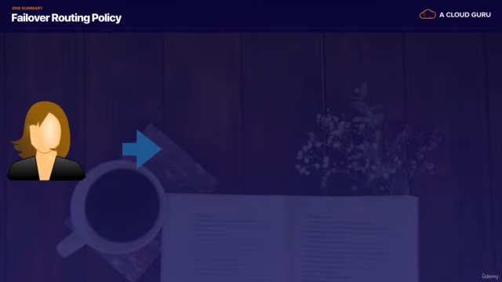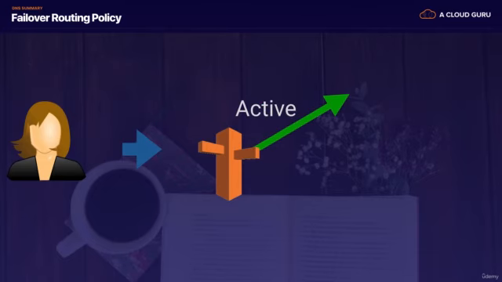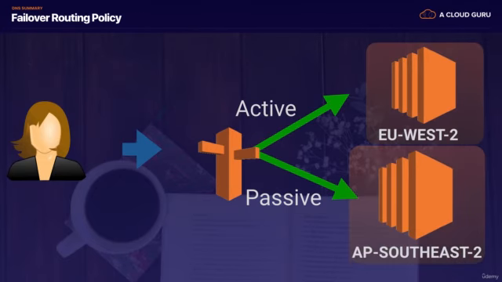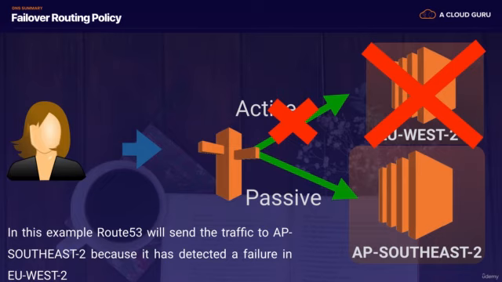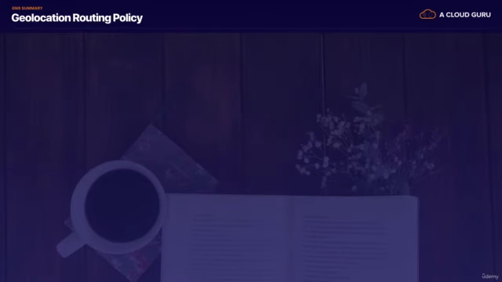Failover routing is where we start using our health checks. Essentially we've got an active passive environment. Our active environment could be US West 2 and our passive environment could be AP Southeast 2. If for some reason our EC2 instances or a region goes down, it's going to detect this using a health check and it's going to fail over to our passive environment.